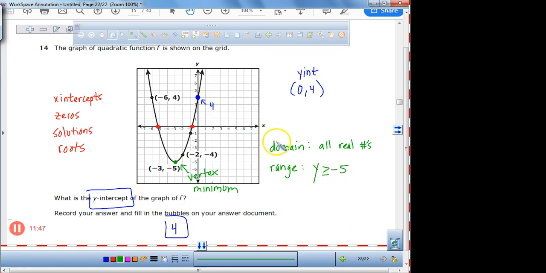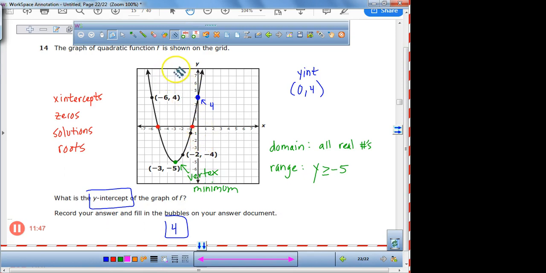So they could ask you a whole bunch of stuff about parabolas. They could ask you about zeros, which are these. They could ask you about the y-intercept. They could ask you about the vertex. They could say, what's the y-coordinate of the vertex? You'd say -5. Or what's the x-coordinate of the vertex? You'd say -3.